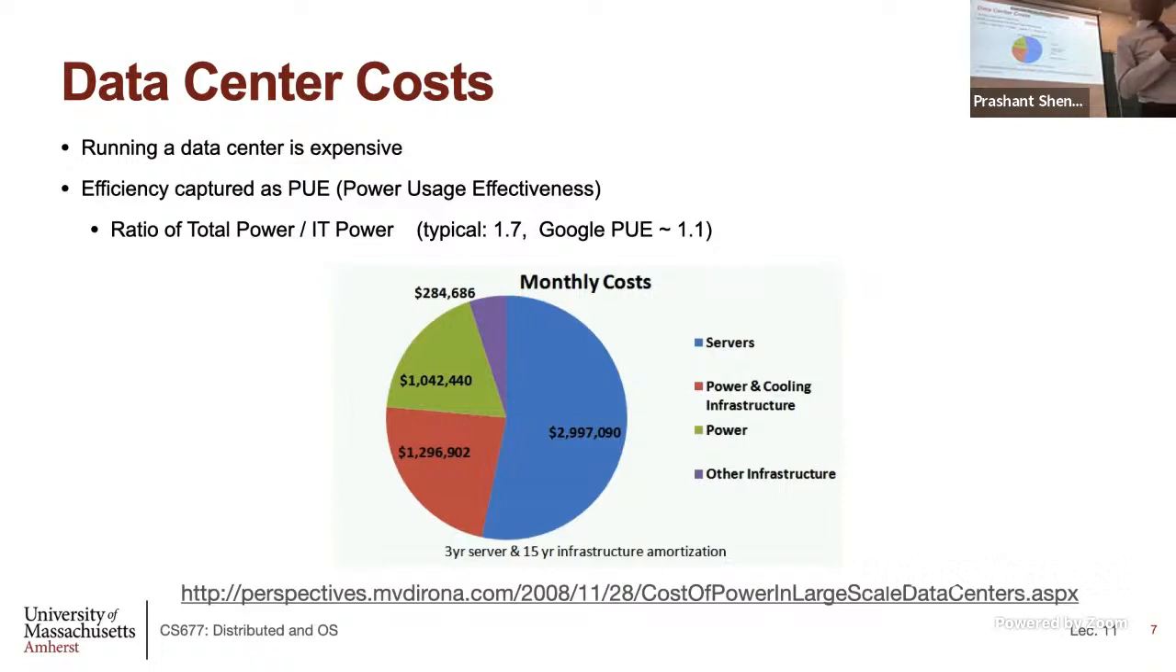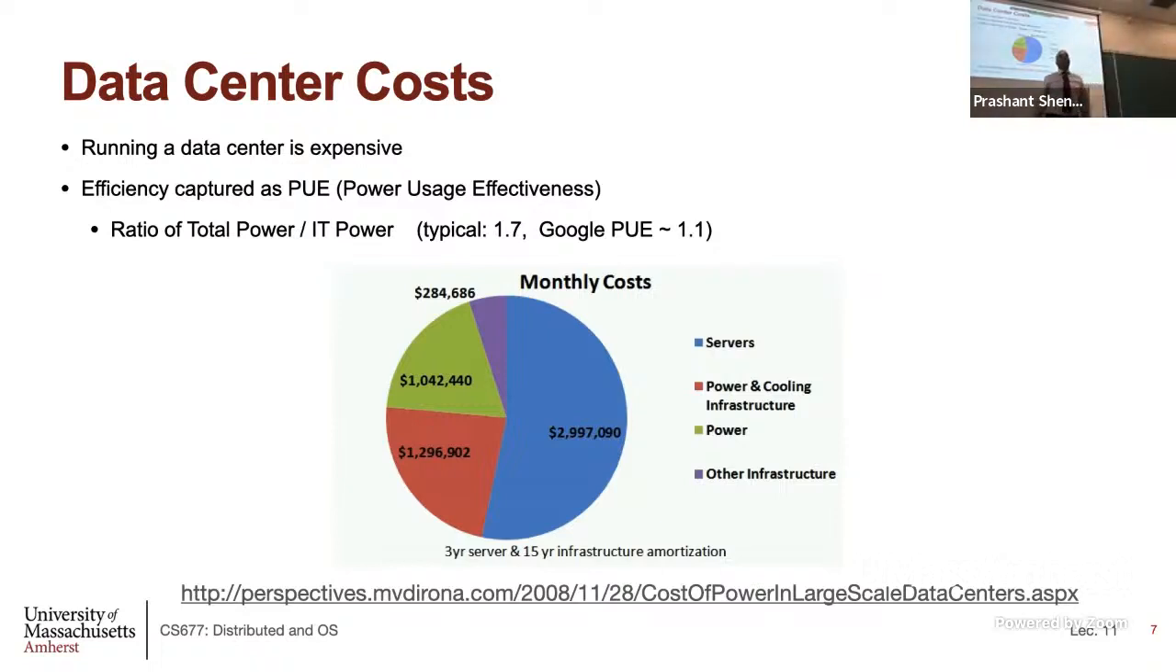Now, before we talk anything about power, there is a metric I want to introduce that captures how efficient the data center is. This metric is called power usage effectiveness, or PUE. There's a small equation here that tells you the definition of PUE. PUE is simply the total power consumed by the data center divided by the power consumed by the servers in the data center. So it's just a ratio.